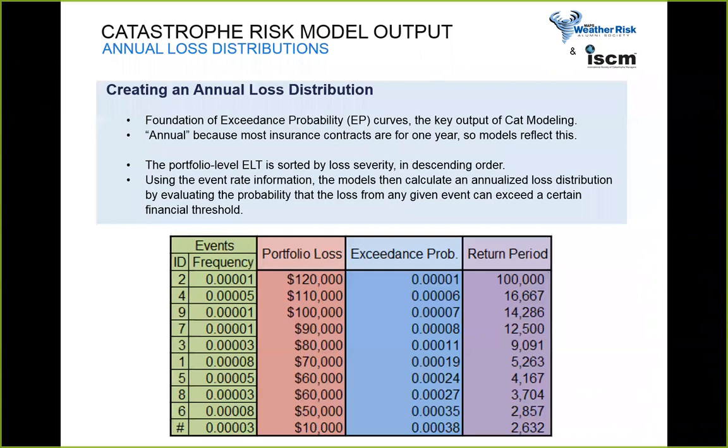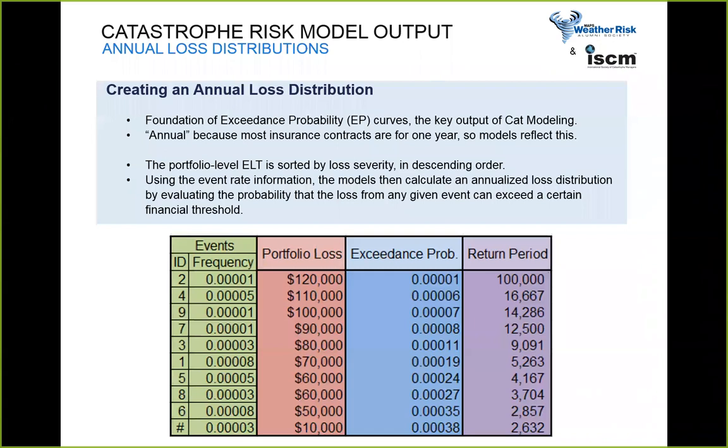So here, the largest loss is 120,000. This event has a rate of about 1 in 100,000 years, the reciprocal of this frequency being the return period, and that's it. We have an exceedance probability of 0.00001. So what is then the probability of losses exceeding 110,000?